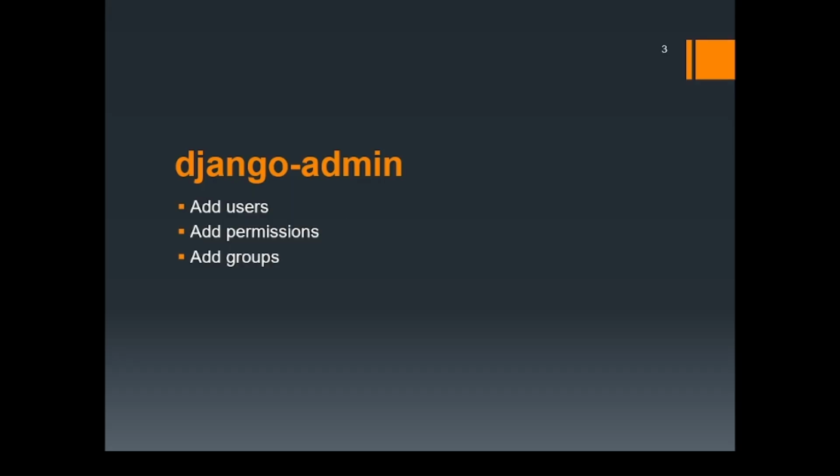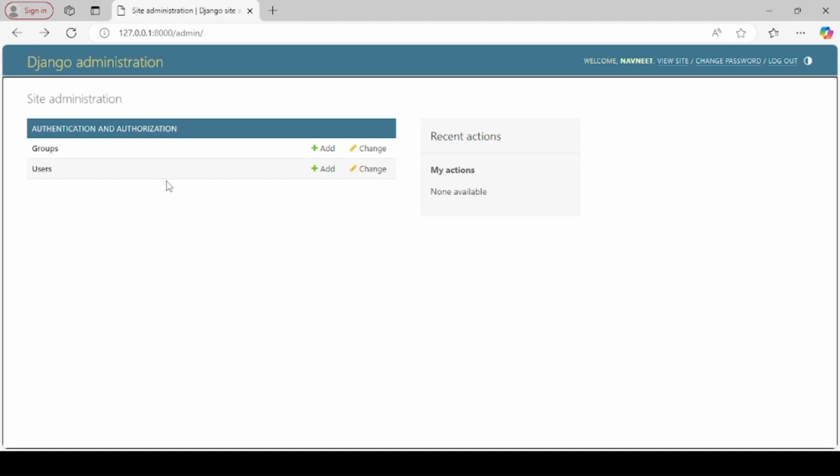As we already discussed, we are going to perform the following few functionalities where we are going to learn how to add users, how to add permissions, like how to assign them permissions, and later on we will see how to add the groups. So there are two ways to do the same. One is using the interface. The second one will be using the Python shell. Now when you come to this interface, you can see that there are groups and users.